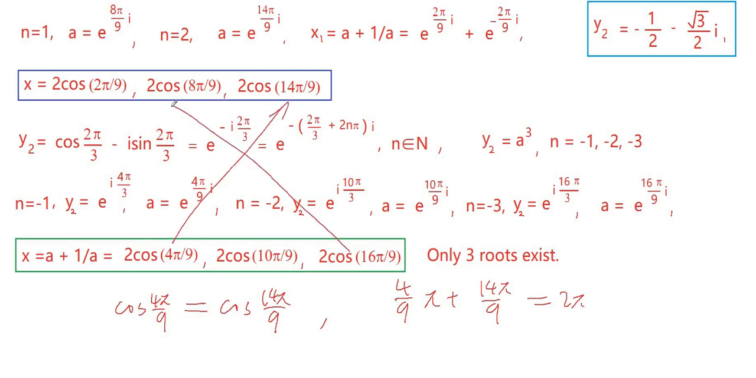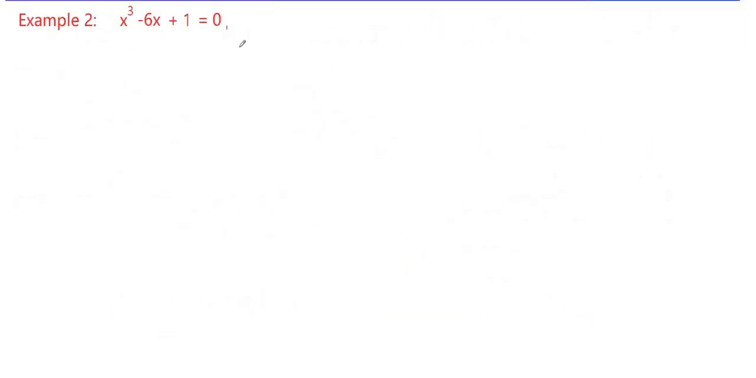And this one is the same as this one. The middle one is also the same. So only 3 roots exist. Okay, let's see another example. Here it is 6 instead of 3, but we can make some change to make it to be 3.